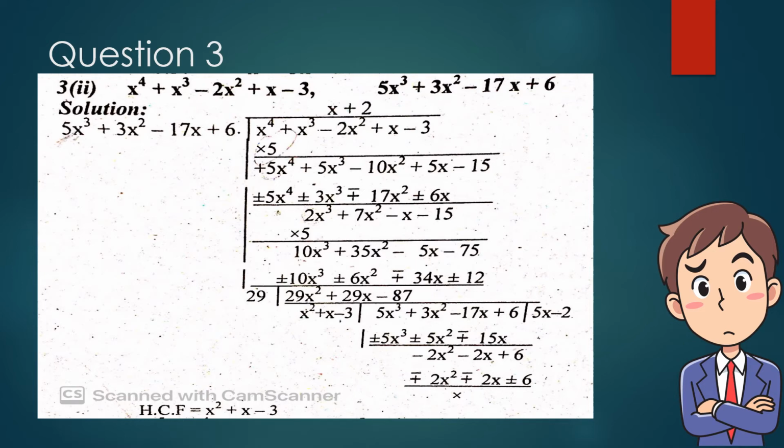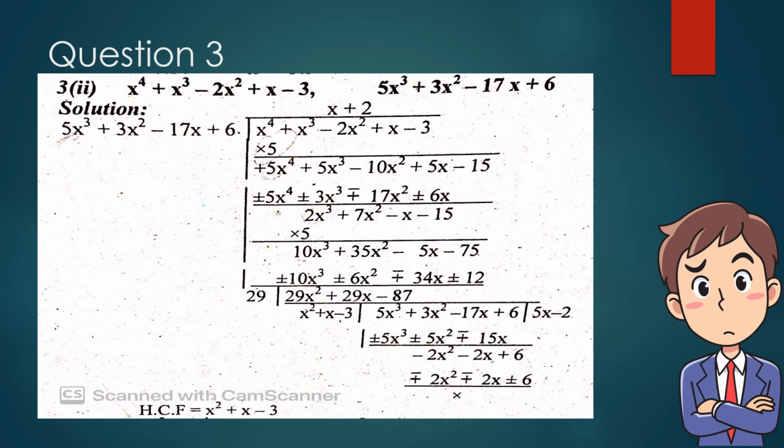So now multiply x with the polynomial 5x cube plus 3x square minus 17x plus 6. Now we will get 5x raised to power 4 plus 3x cube minus 17x square plus 6x. Now change the sign and you will get 2x cube plus 7x square minus x minus 15. So now you can see that 2x cube cannot be divided by 5x cube. So now we will multiply by 5. So you will get 10x cube plus 35x square minus 5x minus 75. So 10x cube divided by 5x cube will give you 2.